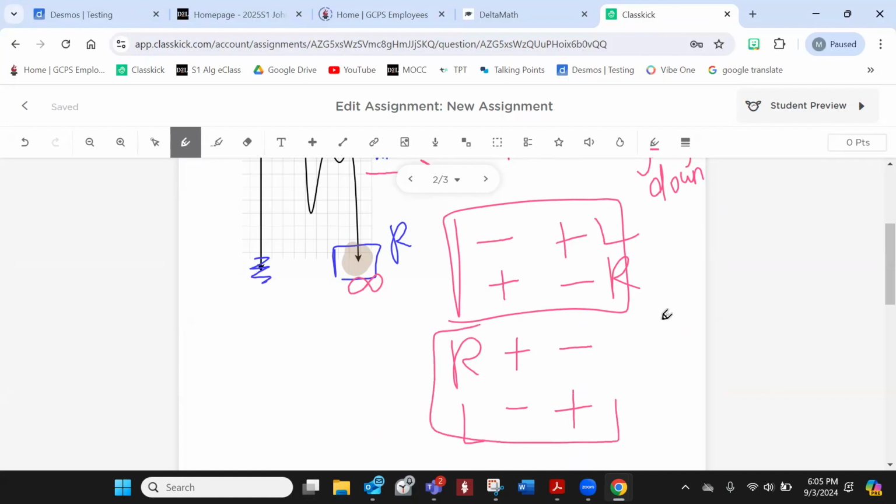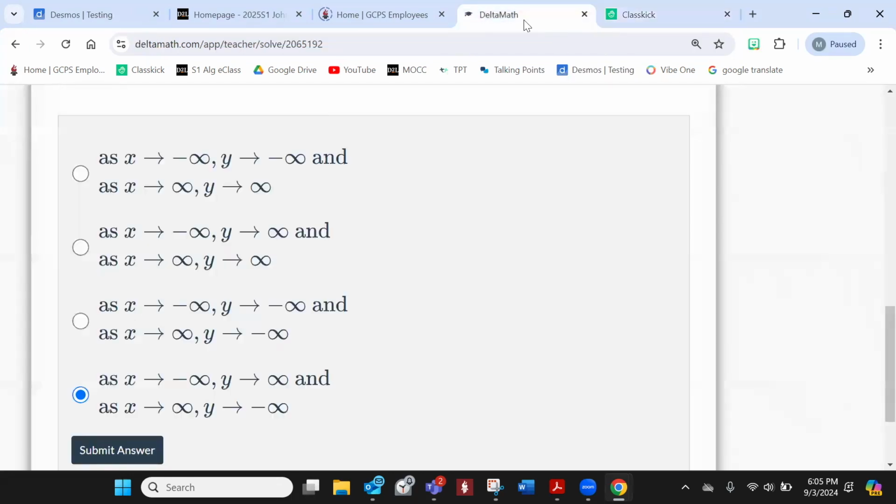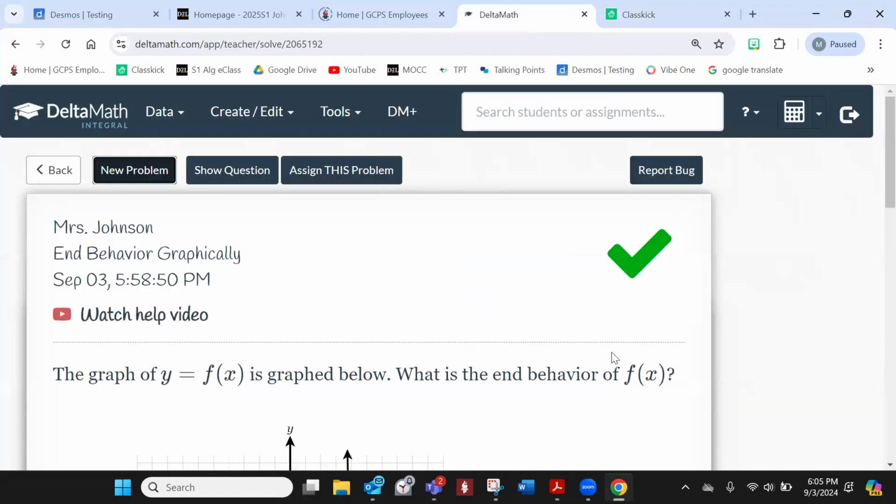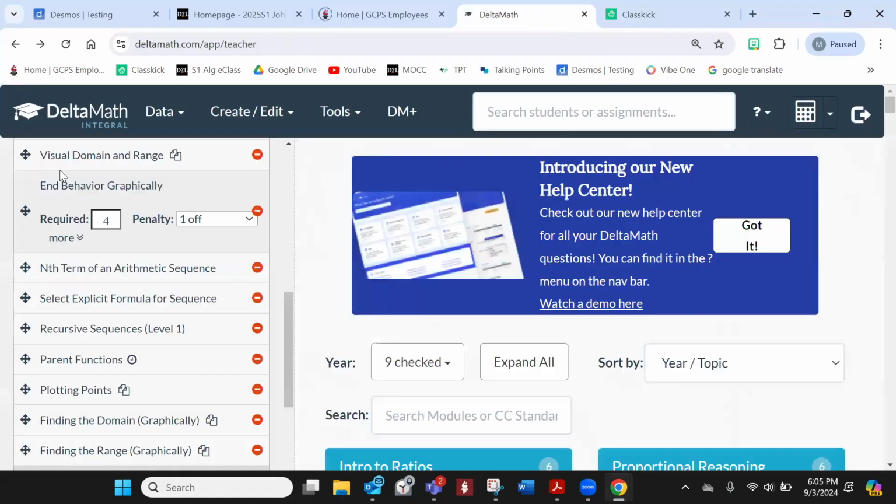And this is okay to have too. You just got to know when you look for your options, they may be switched, and that's okay. So either one of these work. All right, so we said it's D. Let's check it, and we got it right. All right, so that's end behavior. Now, the last two may take a little minute. All right, but we're going to get it.